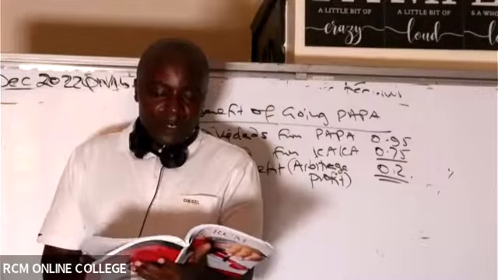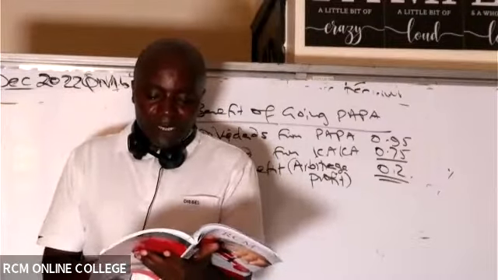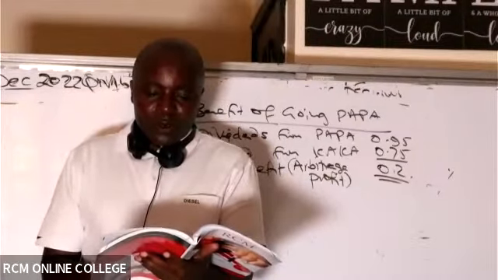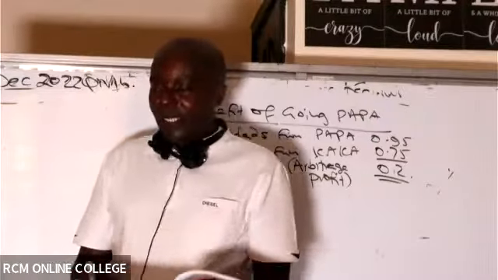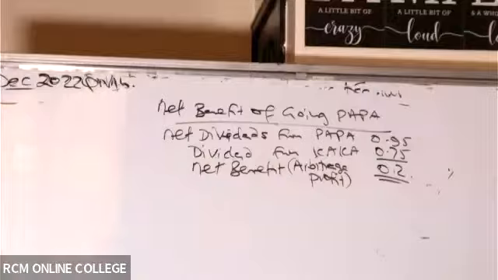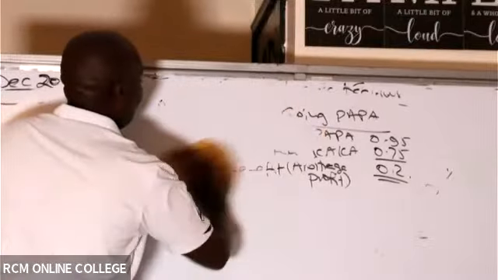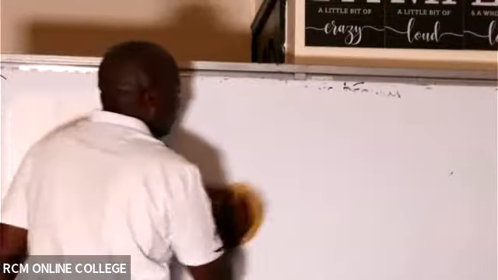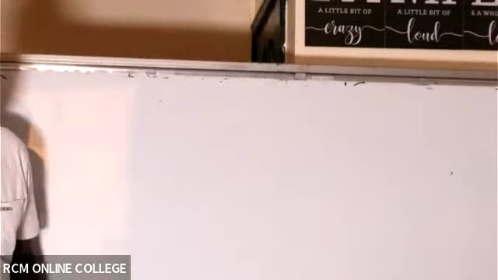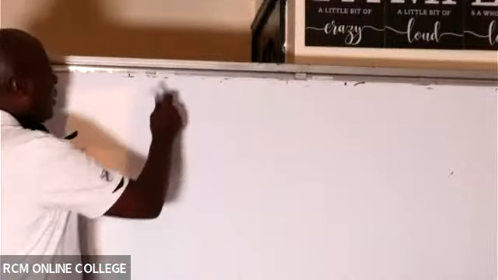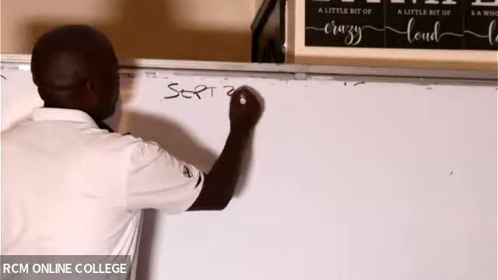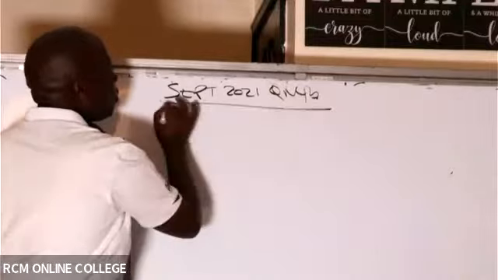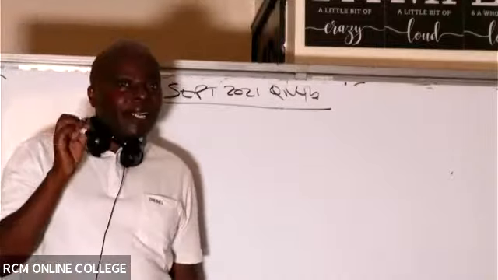If you allow, Mwalimu, then, ladies and gentlemen, very fast, I would want us to look at the September 2021 question number 4B. After I'm through with this particular topic, ladies and gentlemen, my next topic, which is very critical, is called advanced capital budgeting.